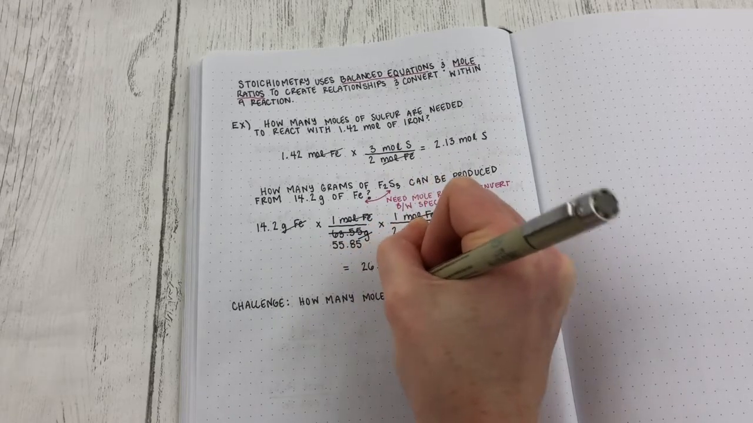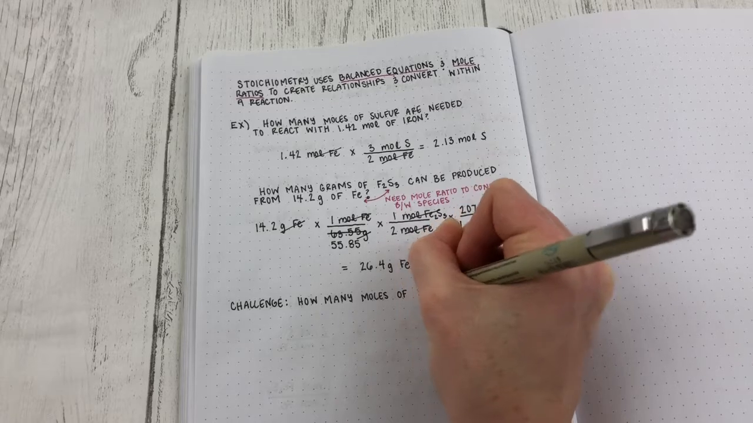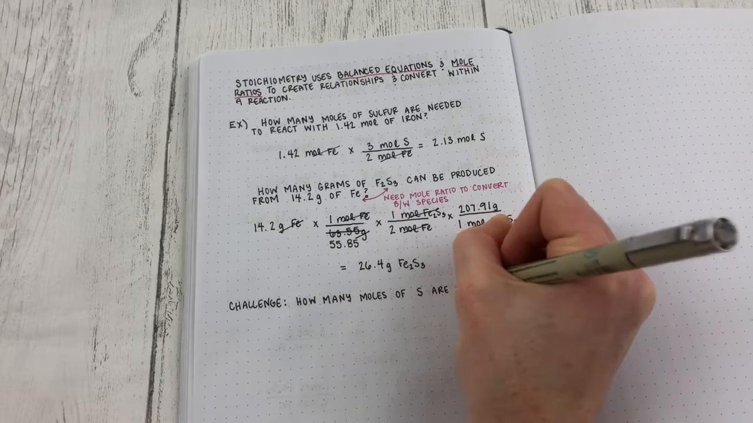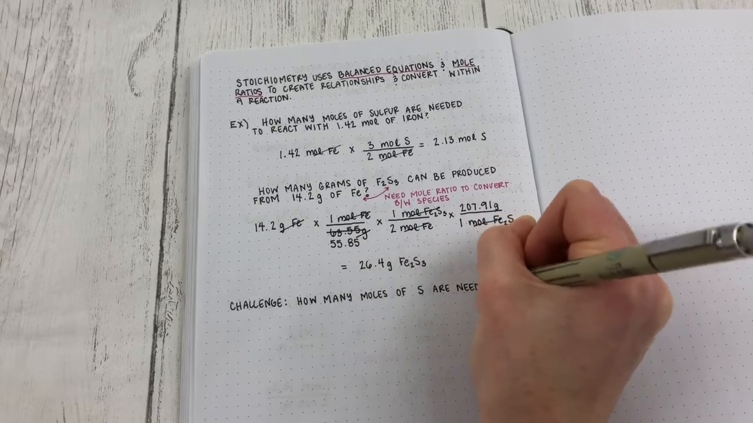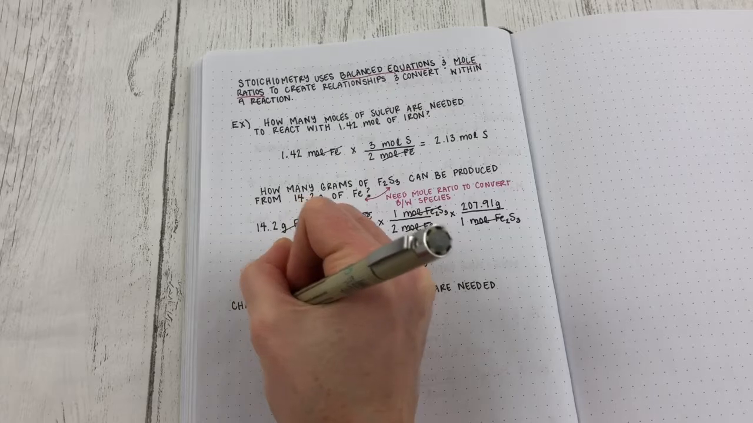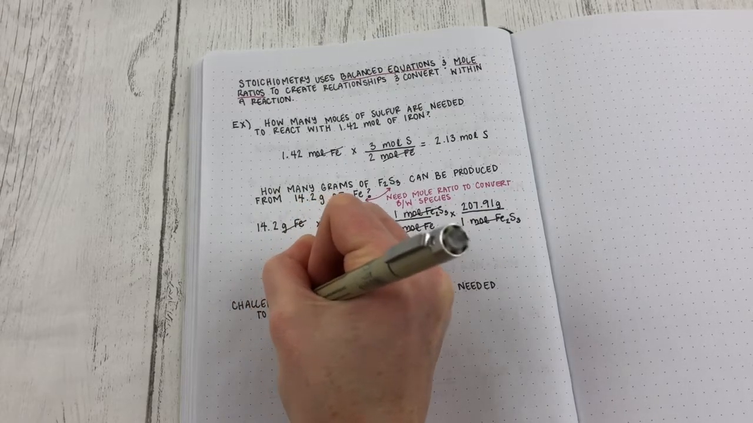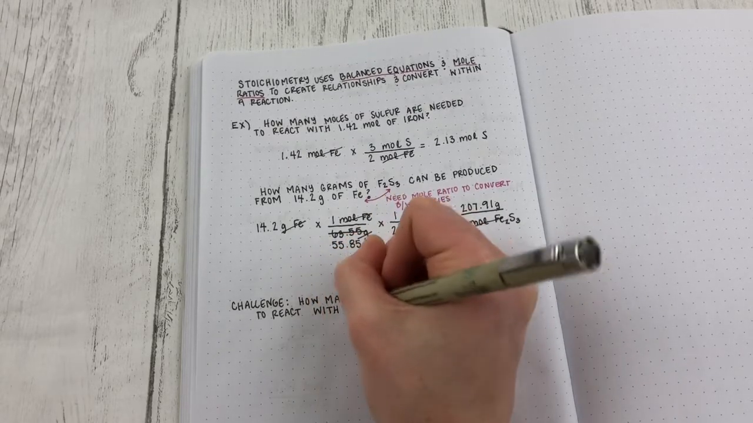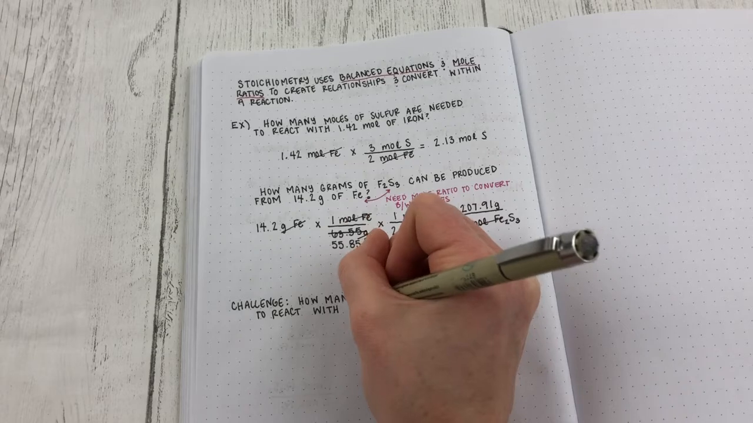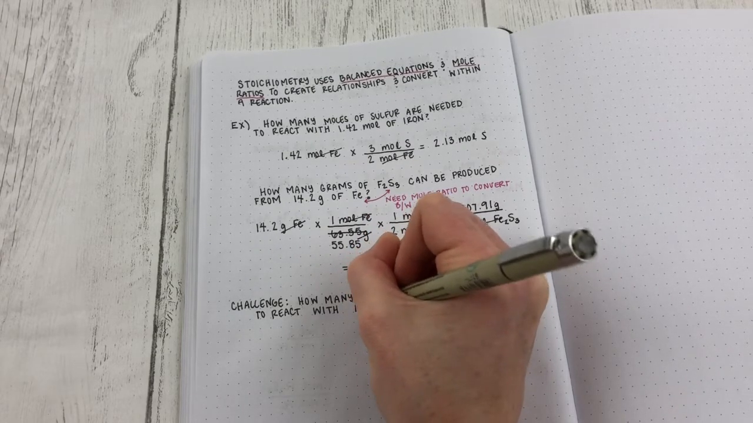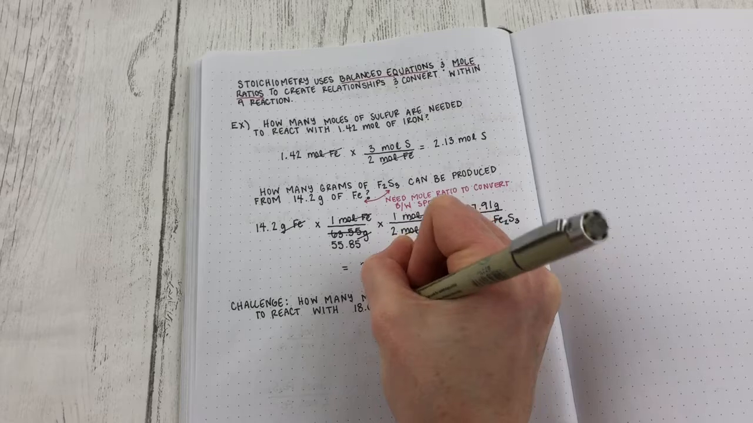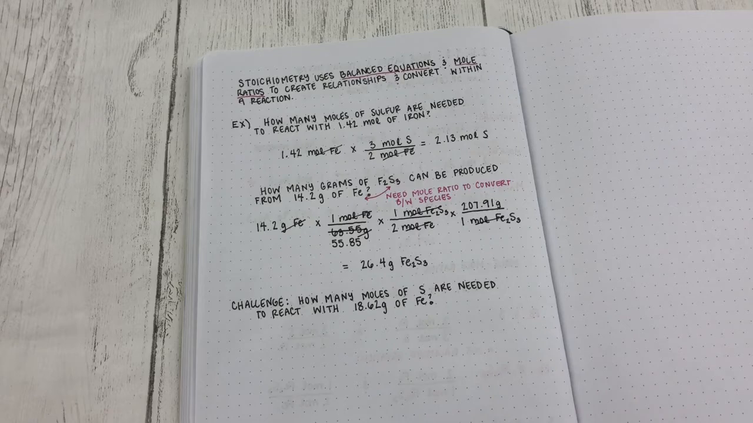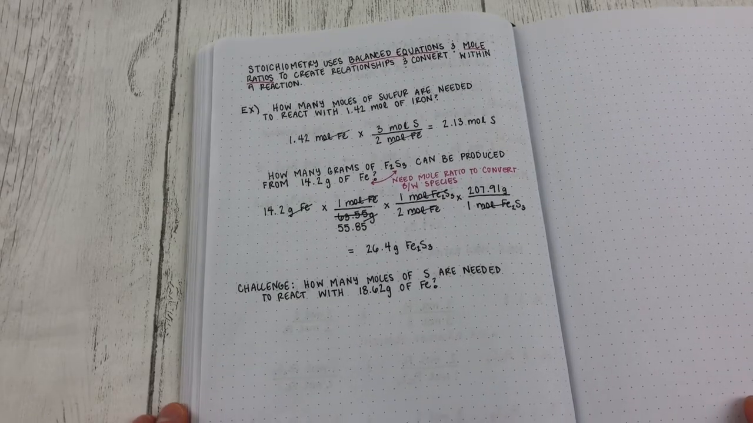So we're going to be writing this out. How many moles of sulfur are needed to react with 18.62 grams of iron? So for this challenge problem, you're going to be converting from moles to grams. Good luck.